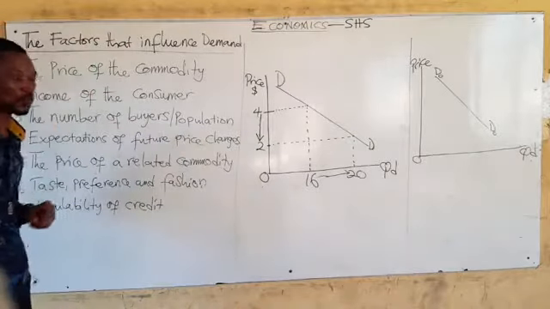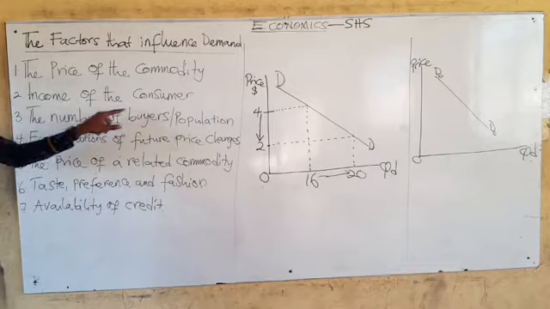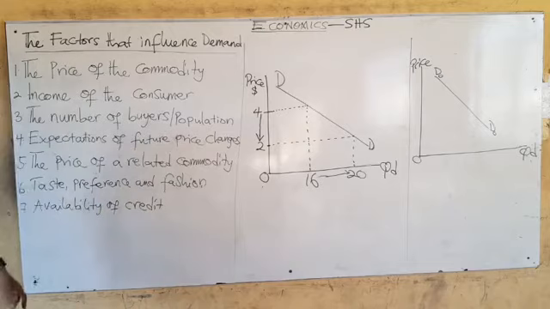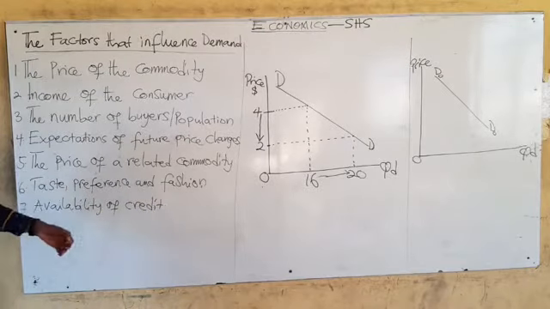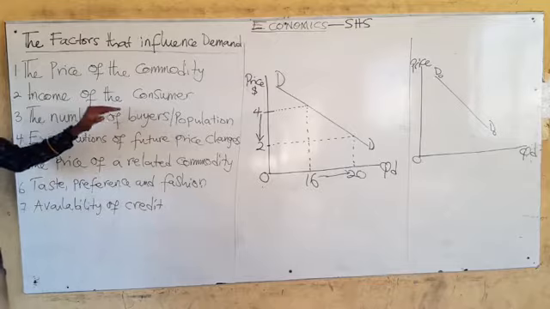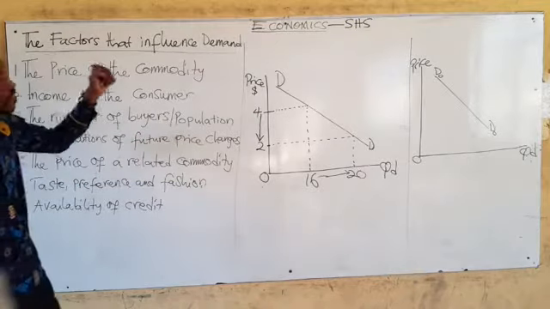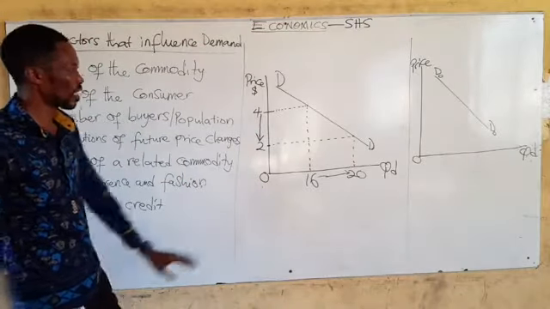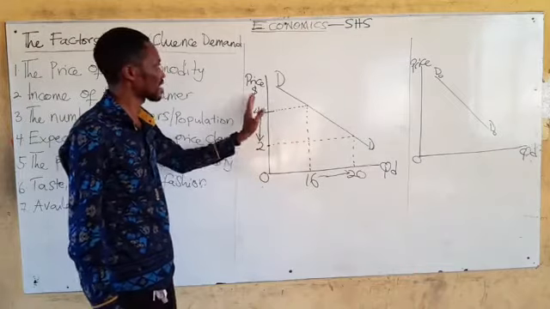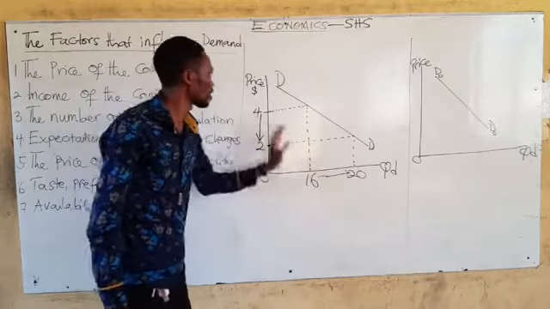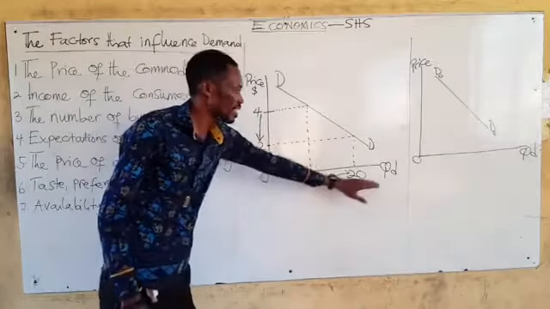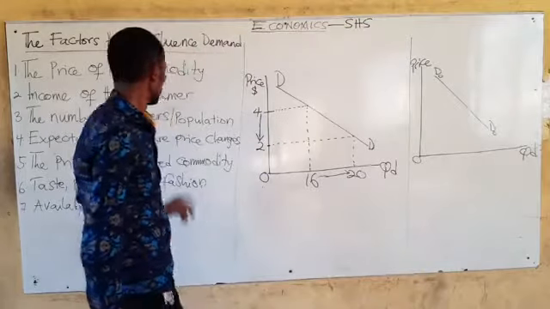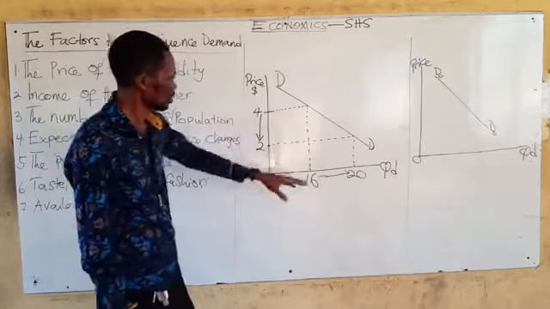Now let's go to point number 2, which is the income of the consumer or the income of the buyer. The question is, how would the income of the consumer influence demand being illustrated on the diagram? How can that be shown on the diagram? When you look at this particular diagram, the y-axis has price and the x-axis has quantity demanded. I've shortened it QD. You don't see income here. There's no income here.